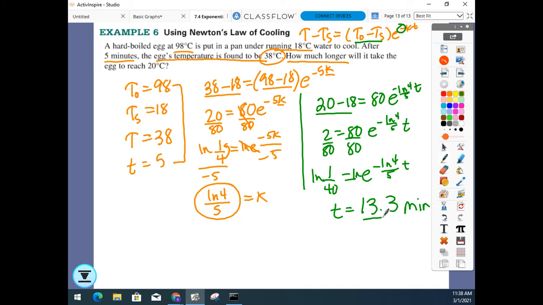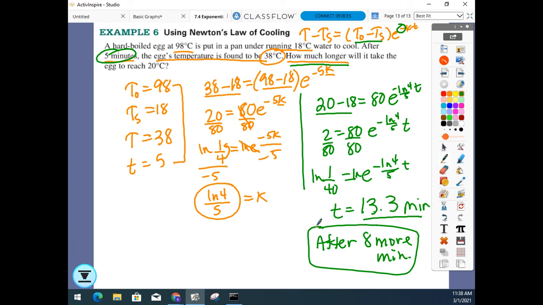This was the total amount of time it took to get down to 20. Remember, we started with it 5 minutes. It was down to 38. It said how much longer. So I'm going to say after 8 more minutes, because my 8 plus 5 gives me the 13. So this part here, you've got to really read the directions and understand what it is it's looking for. And that is section 7.4.